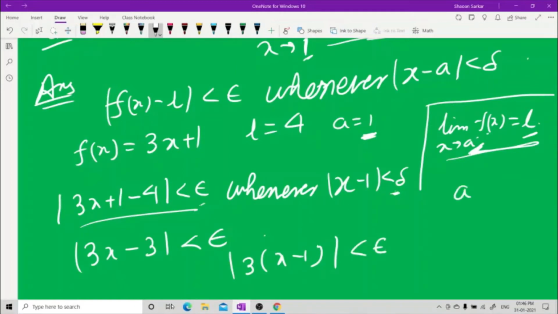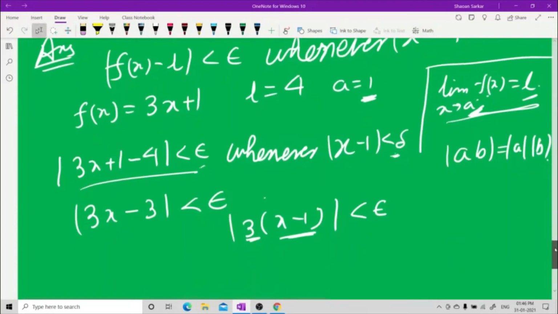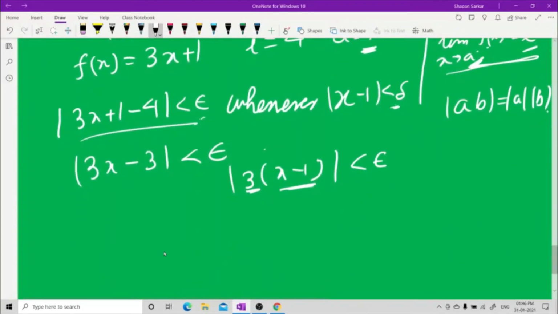Now you know that mod AB is equal to mod A times mod B. So now this is A and this whole thing is B. So this can now be written as mod 3 times mod (x minus 1) less than epsilon.